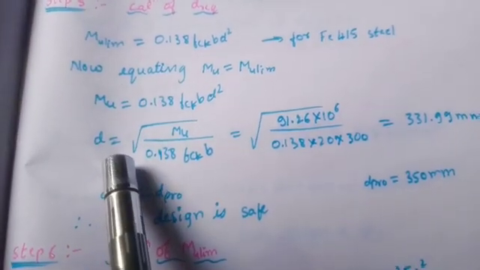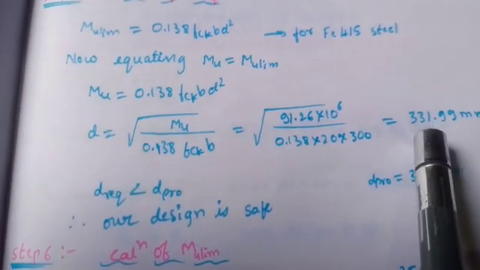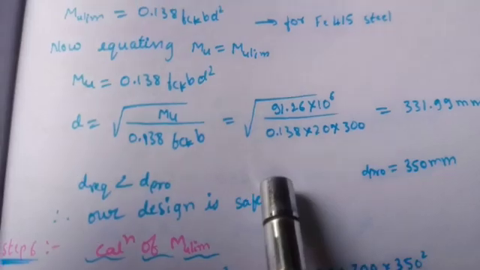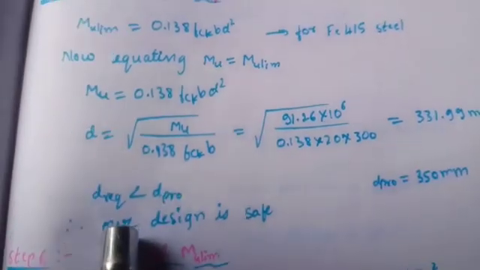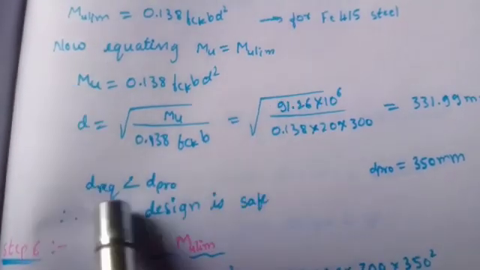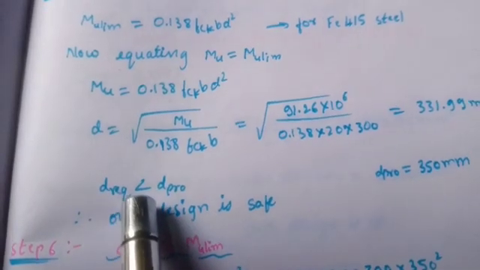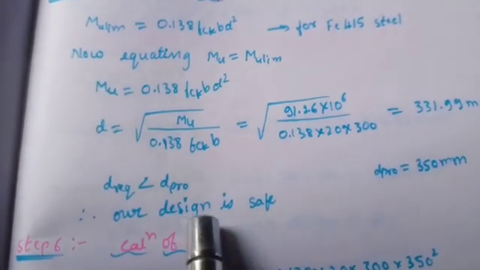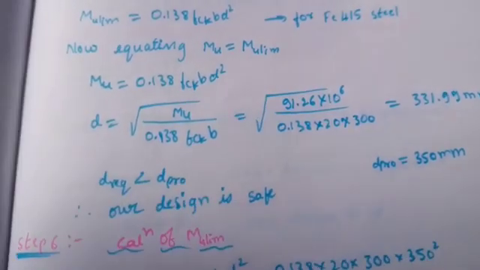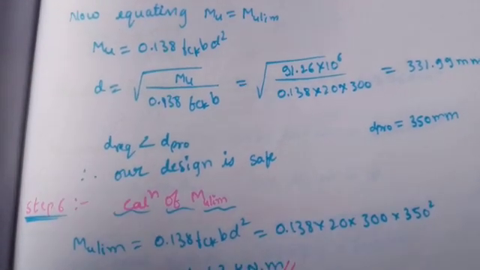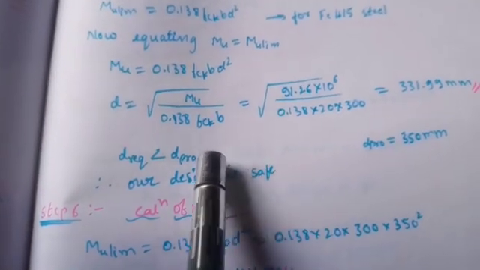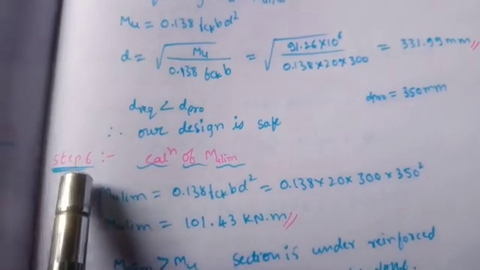So to carry this moment, our D required is 331.99. But how much have we provided? We have provided our D as 350 mm. So our D provided is greater than the D required. Hence our D required is less than the D provided, and our design is safe because we have provided D more than required. So this is how the D check is done. After this, we'll go for the calculation of the MU limit.